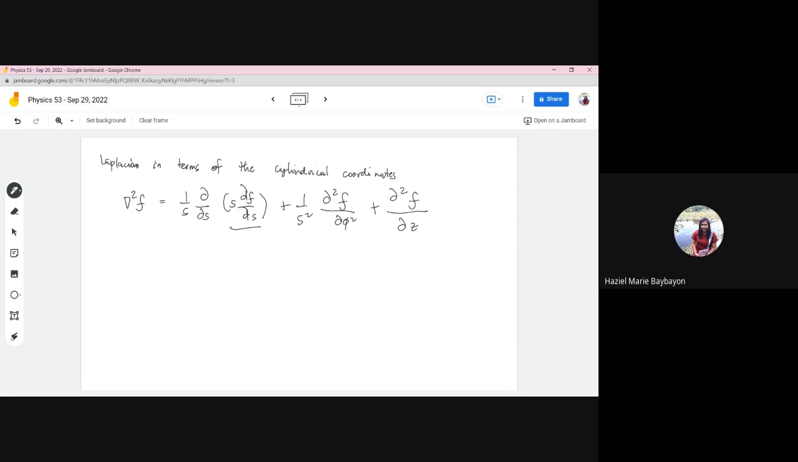Now let us express the Cartesian unit vectors in terms of the cylindrical unit vectors.